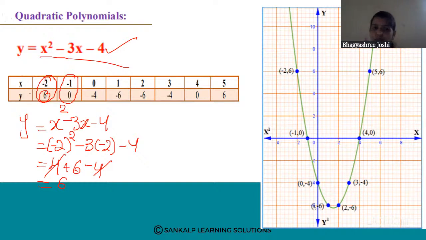Okay, so when x is 0, y value is minus 4. When x is 1, y is minus 6. When x is 2, y is 6. When x is 3, y is equal to minus 4. When x is 4, y is 0. X is 5, y is 6.